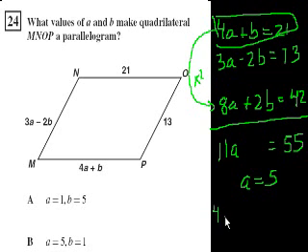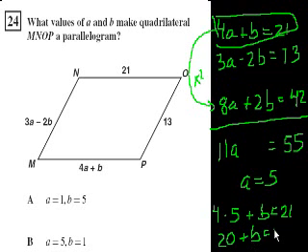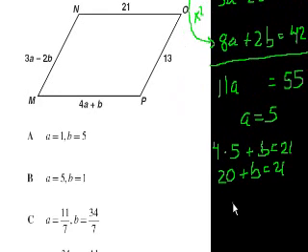So 4 times 5 plus b is equal to 21. 20 plus b is equal to 21. So subtract 20 from both sides. B is equal to 1. So a is 5, b is 1. That is choice B.